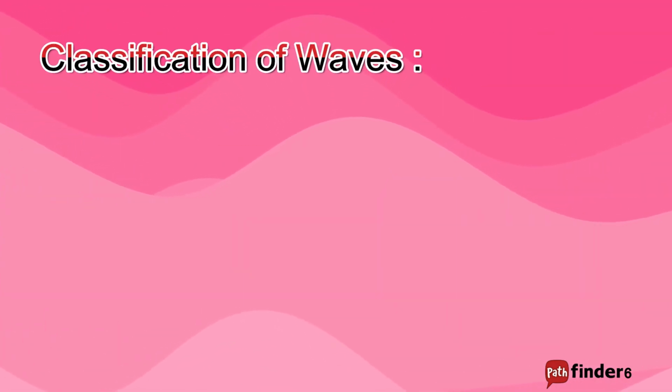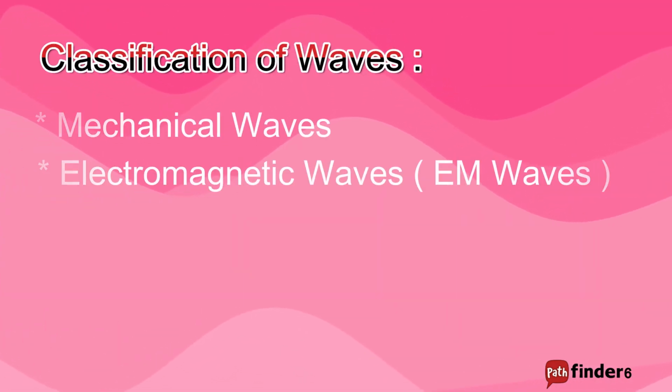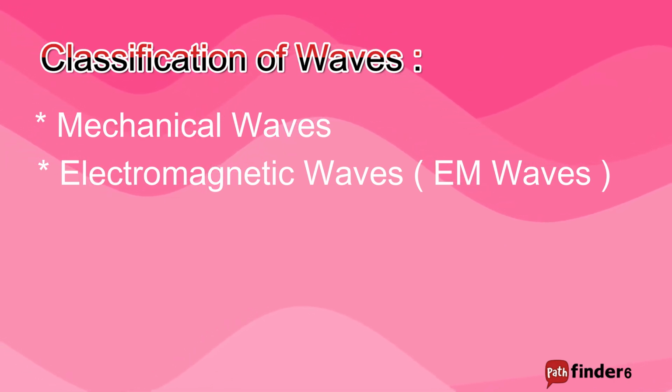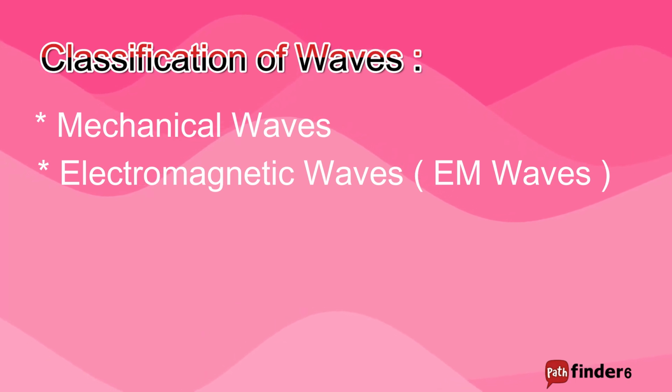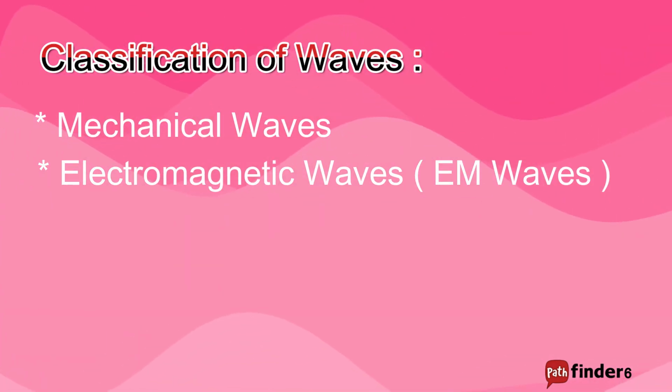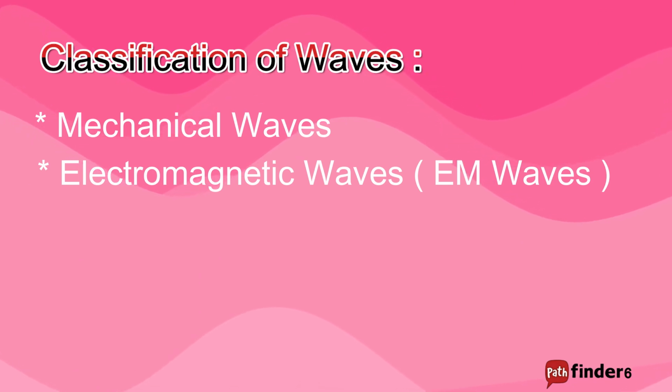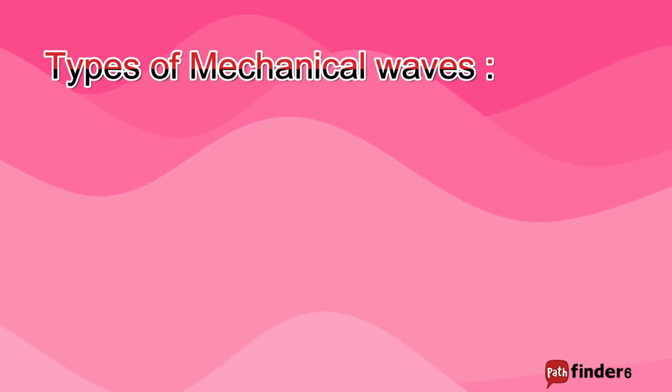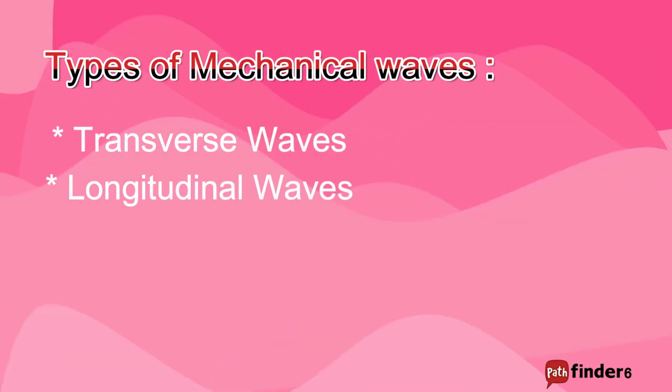Waves are classified into two types: mechanical waves and electromagnetic waves, or EM waves. Mechanical waves require a medium to travel. Electromagnetic waves do not require a medium to propagate. Here we will discuss only mechanical waves. Types of mechanical waves: transverse waves and longitudinal waves.